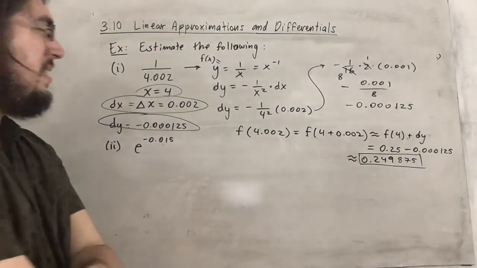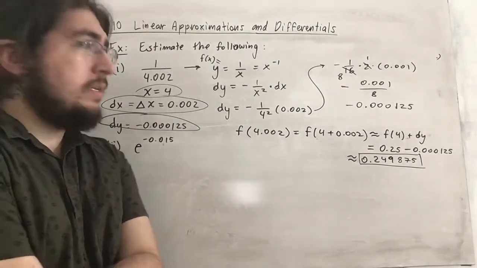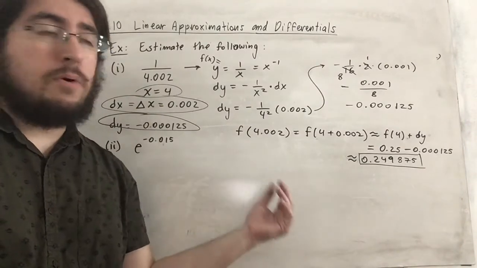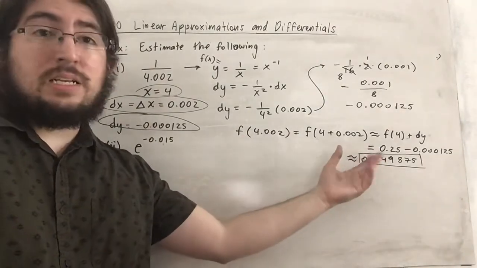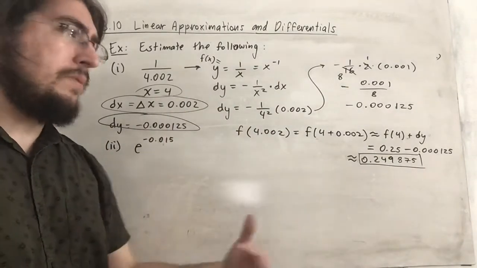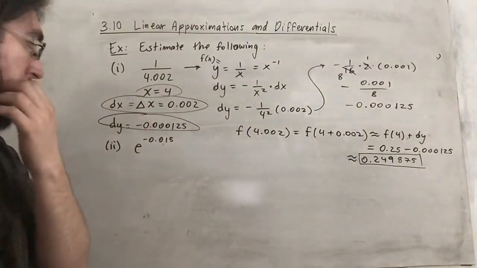Which makes a lot of sense because 1 over 4 is 0.25. 1 over a larger number will be a little bit smaller than 0.25. So this is indeed a little smaller than 0.25. Again, you can compare with your calculator and see if you get approximately this. But that's what I got by calculus.